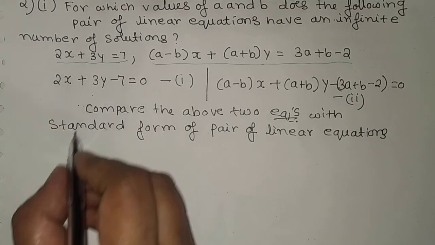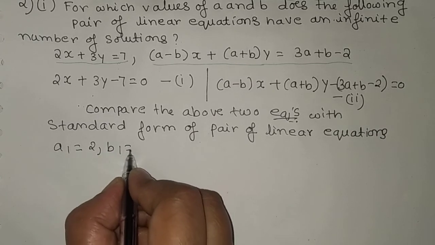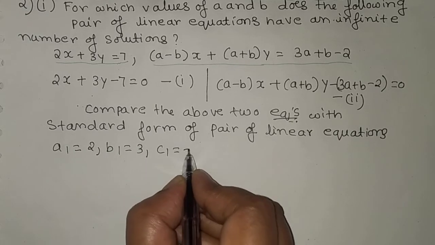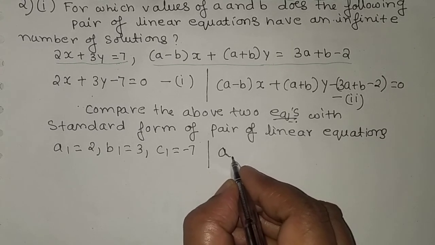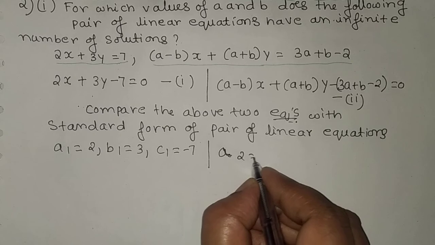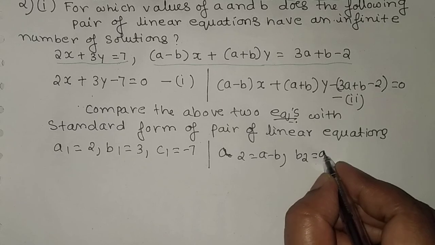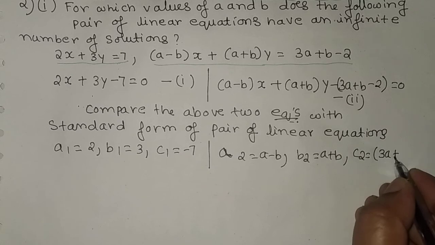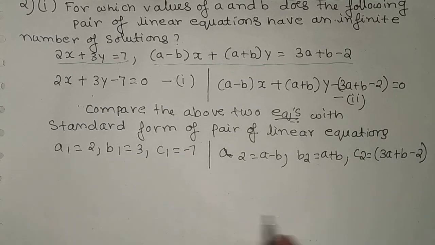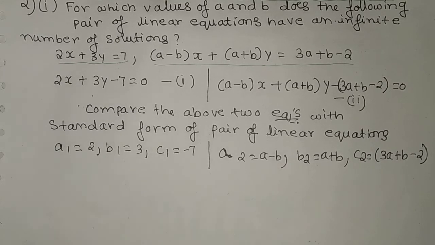Next step, we have to write down. See here in the first equation, a1 is 2, b1 is 3 and c1 is minus 7. Next, from the second equation we have a2 equal to a minus b, b2 equal to a plus b, then c2 equal to 3a plus b minus 2. So these are the equations.